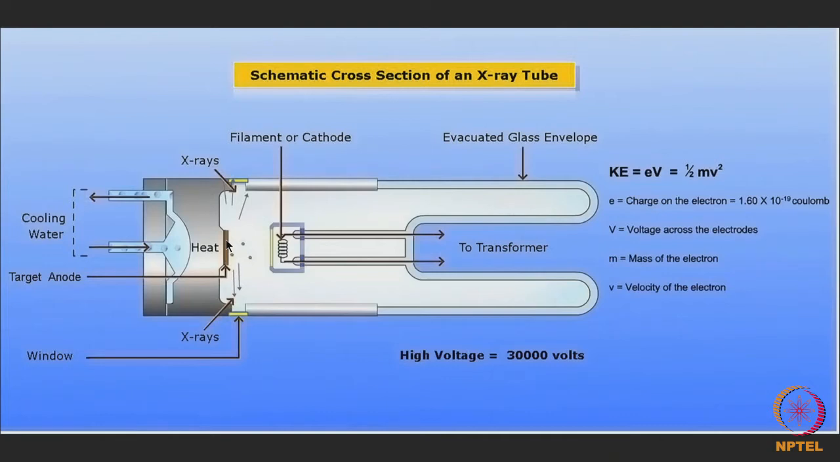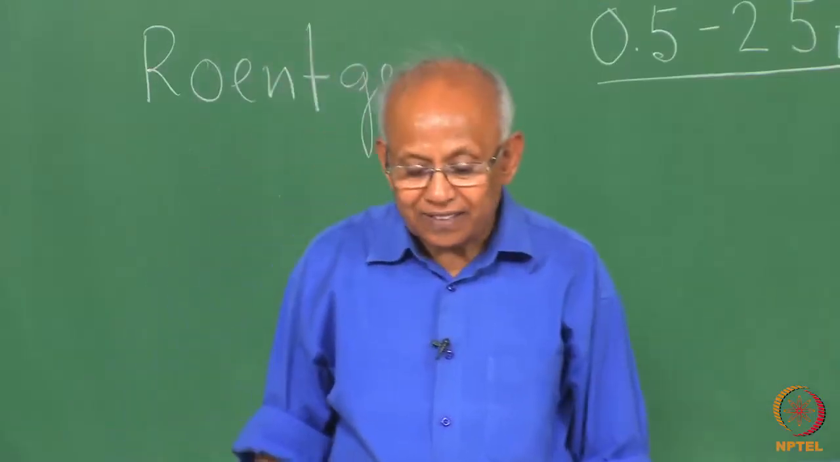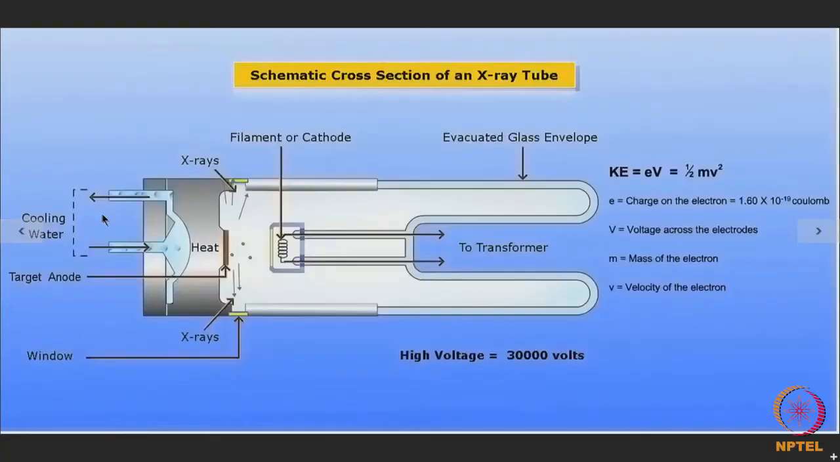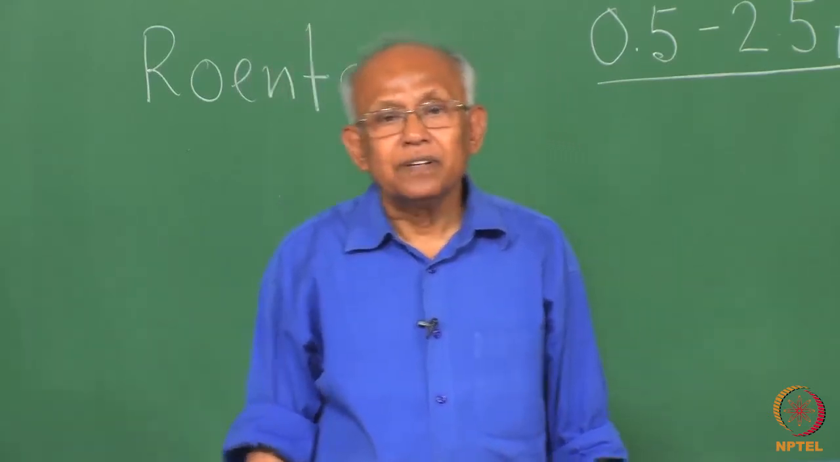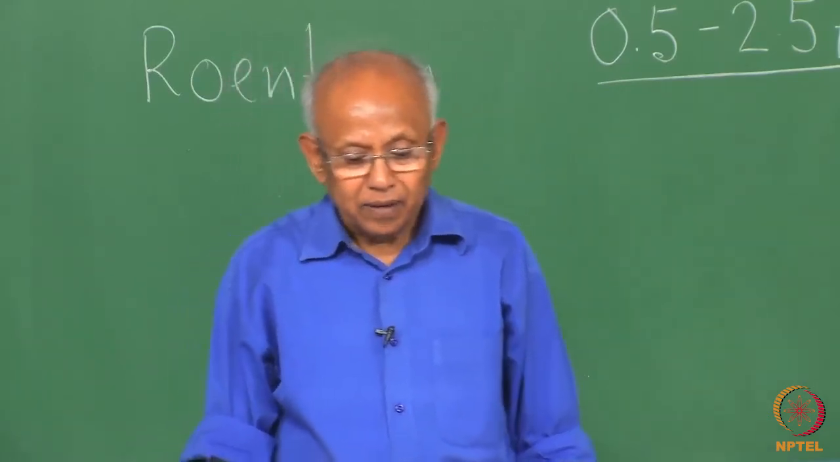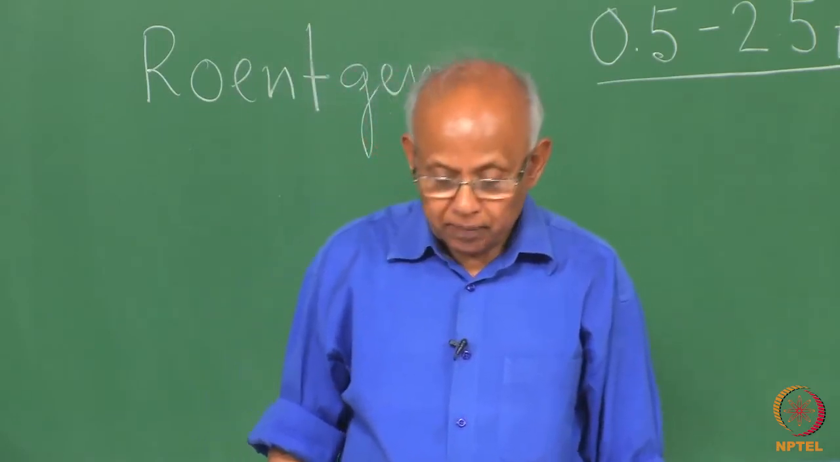So, the kinetic energy of an electron of charge e passing through a potential difference of V will be equal to eV, and that can be equal to half mv square, where e is the charge on the electron, V is the voltage across the electrodes, m is the mass of the electron, and small v is the velocity of the electrons. Now, let us suppose that we have a target made up of molybdenum.